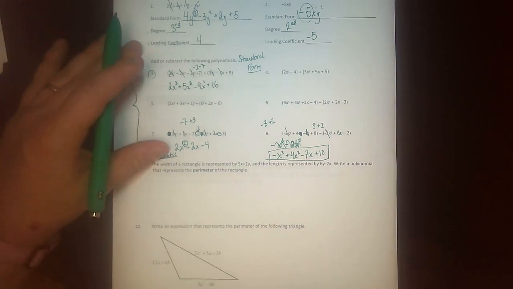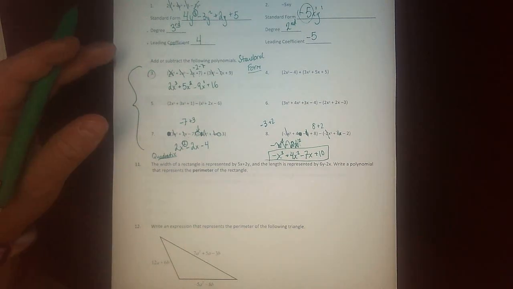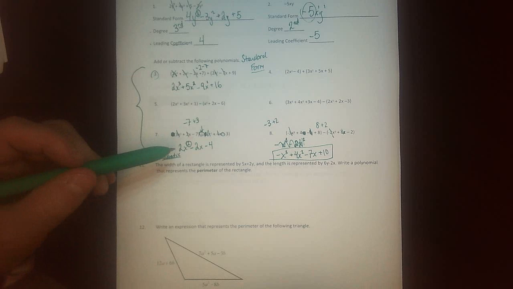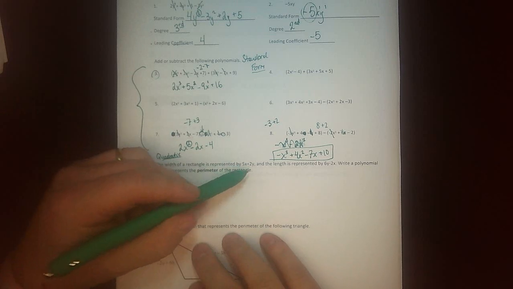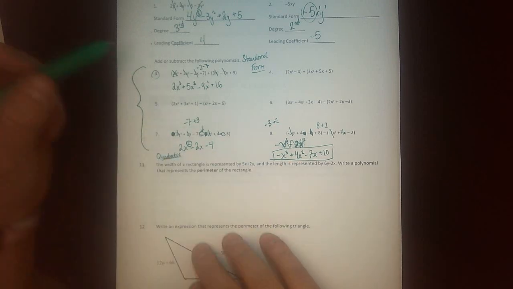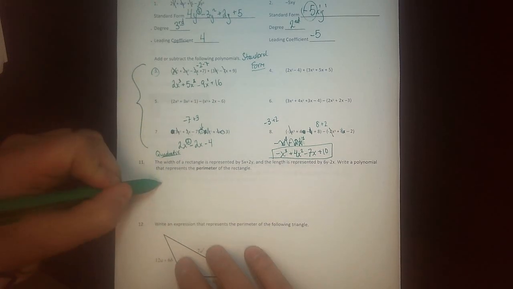Okay, here is how we can incorporate a polynomial into a word problem, and it's super easy. Don't think this is more complicated than it is. This says the width of a rectangle is represented by 5x plus 2y, and the length is represented by 6y minus 2x. Write a polynomial that represents the perimeter of the rectangle. Well, let's first just draw an image.